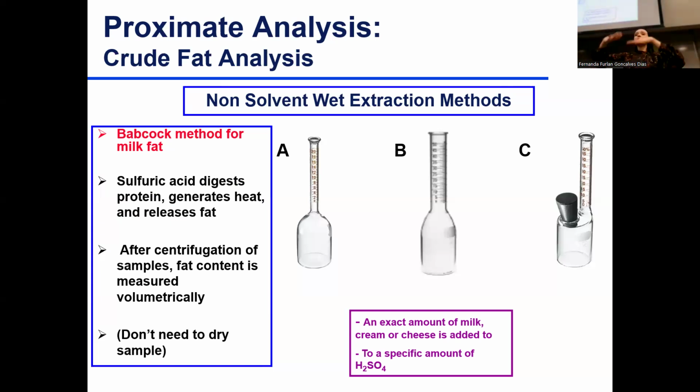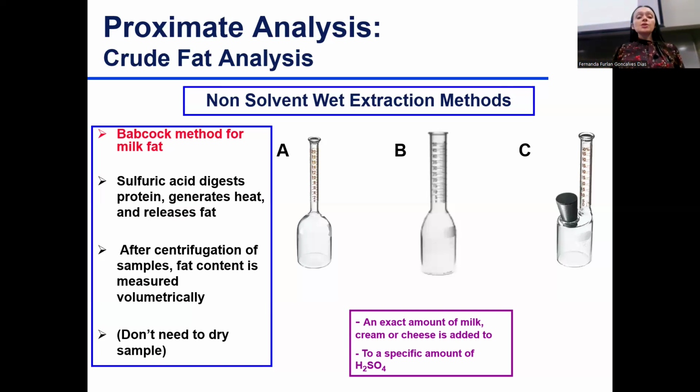And what happens with the fat? If you have fat and water, fat goes to the top, right? It's less dense. So you're going to have fat in that area right there, and then you can measure how much you have. Those different flasks are for milk, cream, and cheese. That's why it has this opening here, because you have to put your sample there. You can't just pour it.